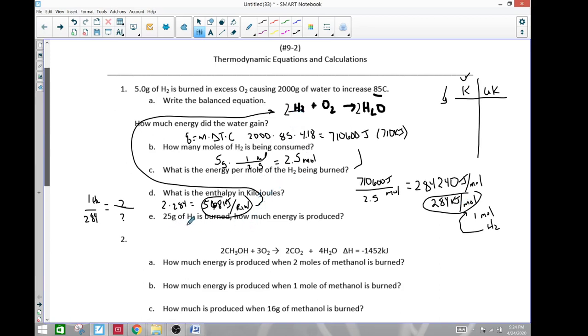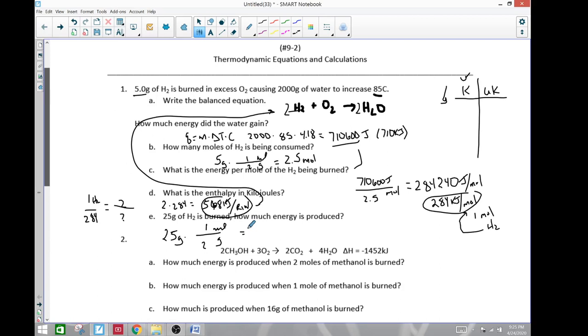Next one, 25 grams of hydrogen is burned. How much energy is produced? Okay, we can do that. 25 grams. Okay, get rid of grams and go to moles. Now we know that 5 grams gave us this much energy. So 25 would technically be 5 times that. Let's do the math here. 1 mole is 2 grams equals 5 times as much stuff. So 25 divided by 2 is 12.5.